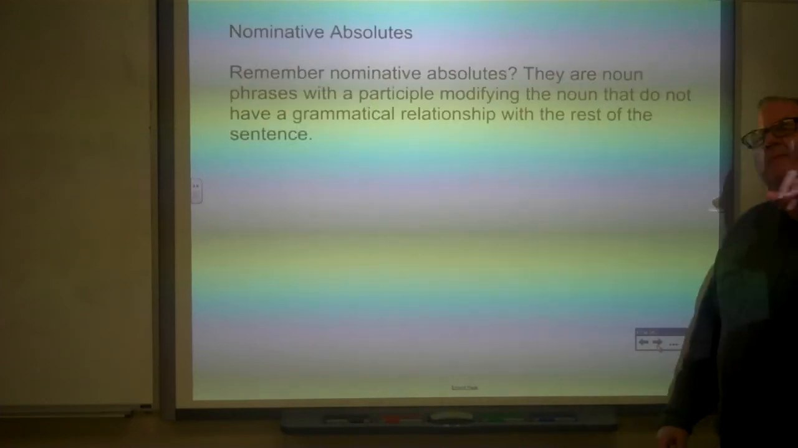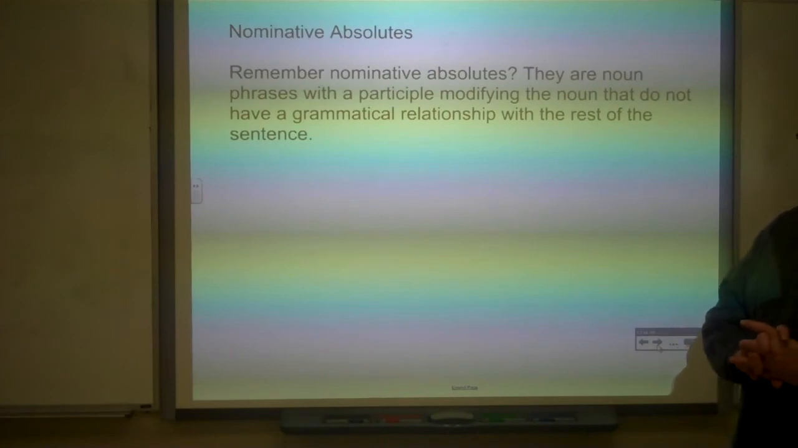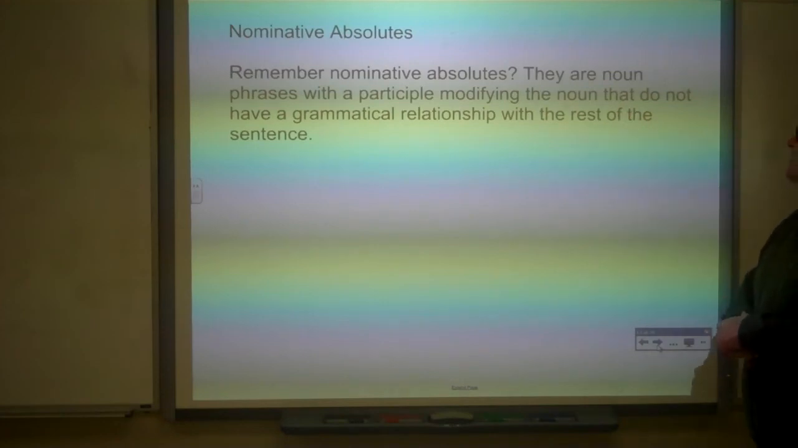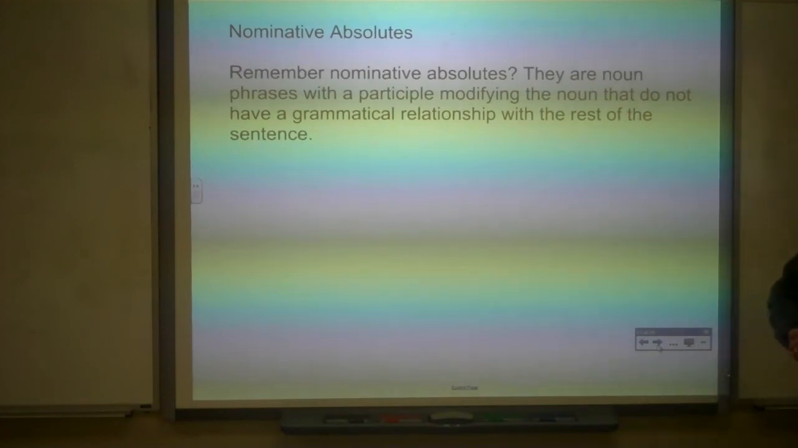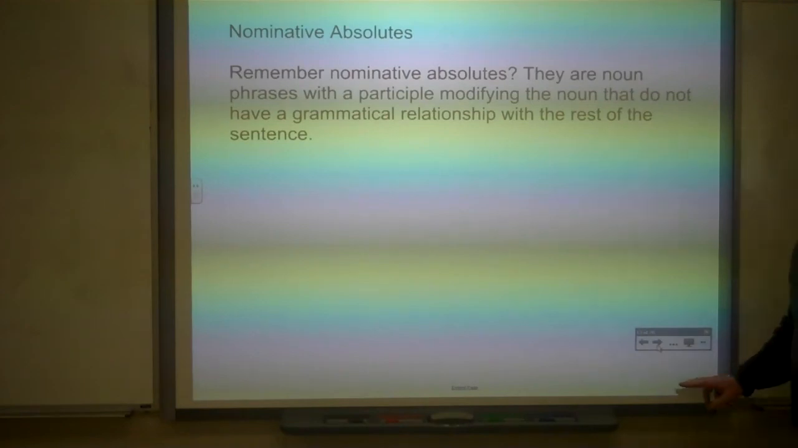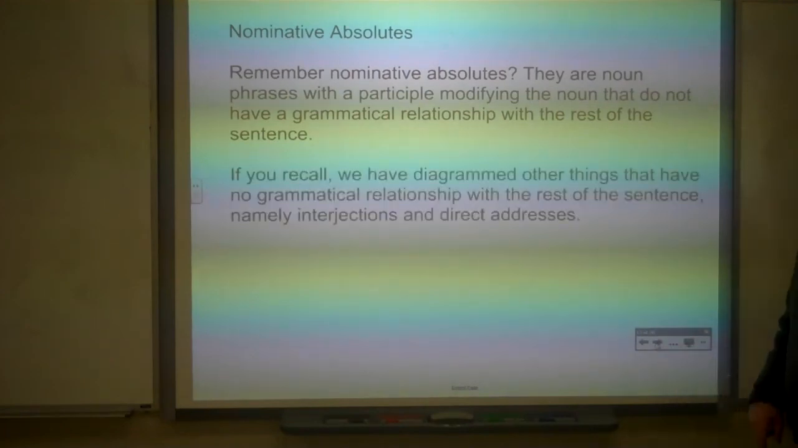Okay, remember nominative absolutes. Nominative absolutes are a little tricky. They are noun phrases with a participle modifying the noun, and those noun phrases do not have a grammatical relationship with the rest of the sentence. We studied those when we looked originally at participial phrases.